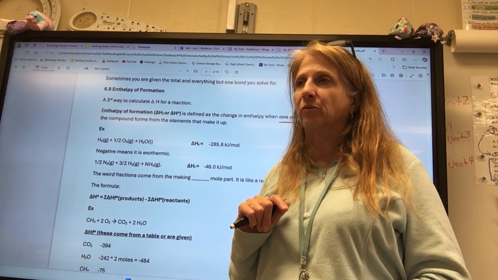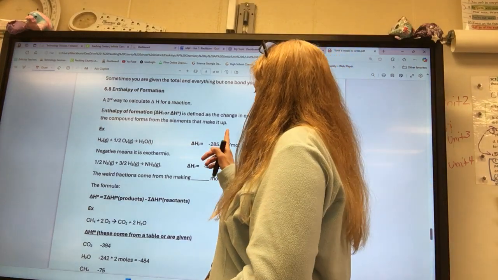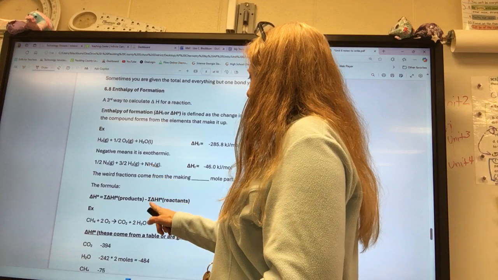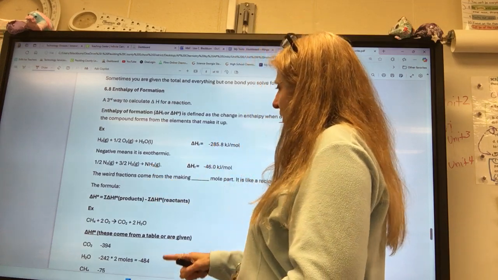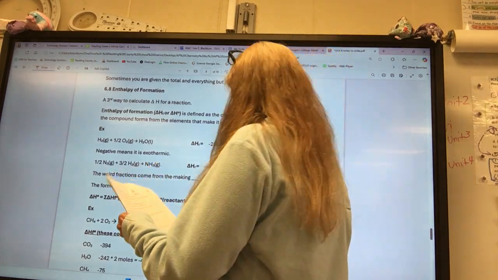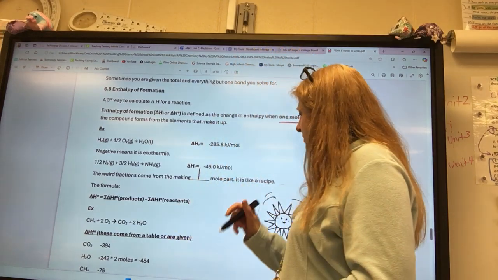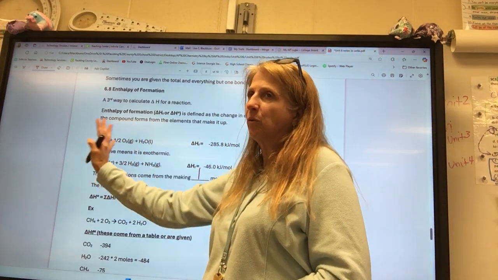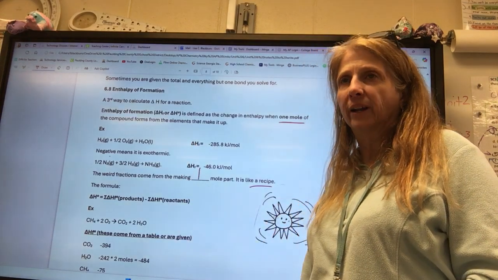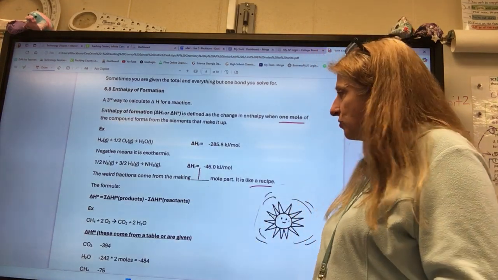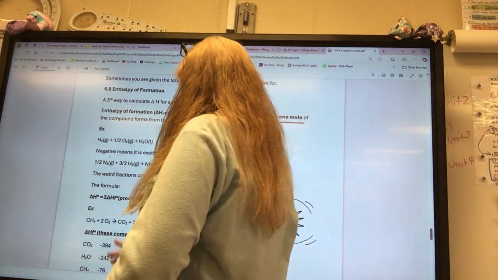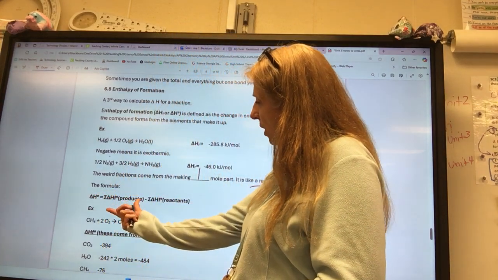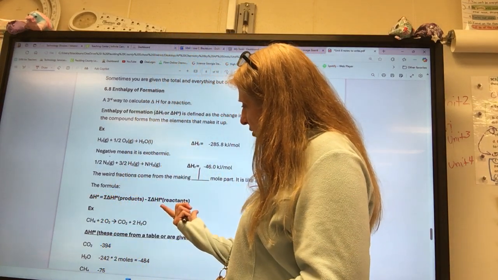Did you follow my weird fraction explanation? Okay, because we want to know the heat made for just one. So negative means exothermic here. The weird fractions come from making just 1 mole. It's like a recipe, and we're only making 1 batch. We have to adjust our recipe so we're only making 1. We're not bringing extras to the neighbors. Okay, so here's the formula for that. It's the heat of formation of the products minus heat of formation of the reactants.